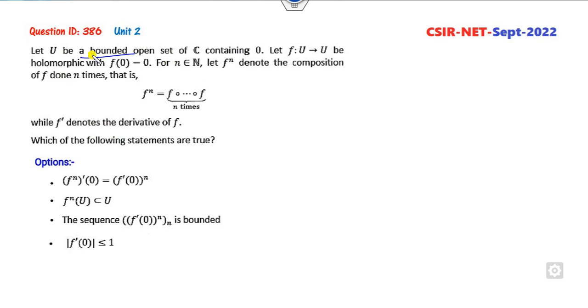Okay, f is my U is my bounded opposite. This is my homomorphic. f of 0 is 0. Composition is there. Which of the following statements are true? Okay, so we will apply the induction.